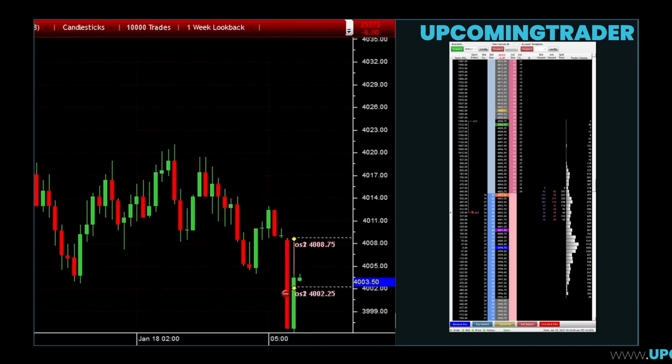Similarly, for double bottoms, you want to see lower volume on the second dip, followed by a surge in volume as the price breaks through resistance, indicating strong buying interest.